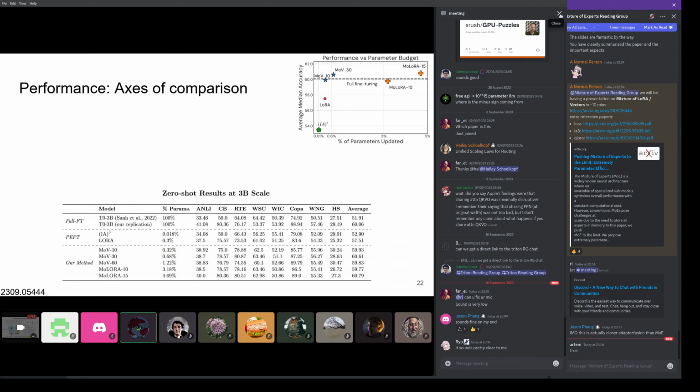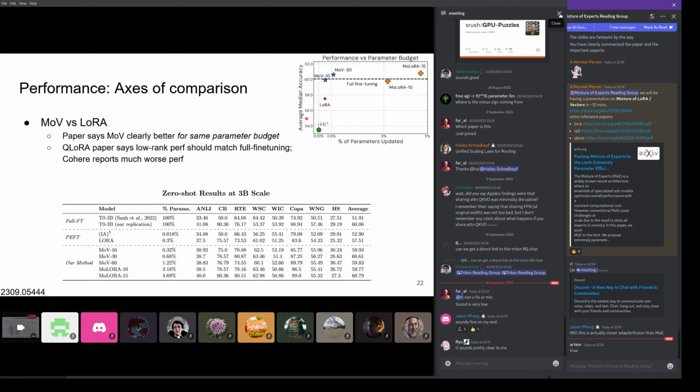And the last way to compare, which I feel is the most important thing that we all should be comparing, is the mixture of vectors versus LoRA. Because right now everybody uses LoRA, nobody uses IA3, much less mixture of IA3. So if this MoV is better, then maybe we should all be moving to it. And what the paper claims is that MoV is much better for the same parameter budget versus low rank adapters.